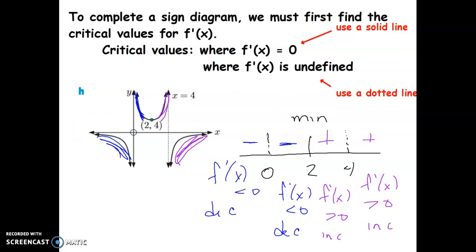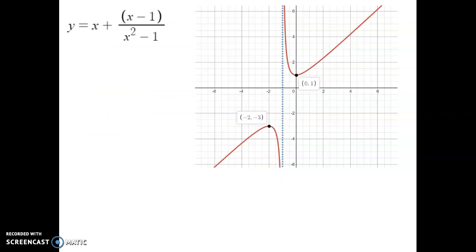Okay, let's try another one. So I have this one. All right, so if I draw my sign chart, let's see what's happening here. I can see that I have a maximum value at -2, and the derivative actually exists there, so I'm going to put a solid line. I can see that I have an asymptote at -1. The derivative is undefined there, so I'm going to put a dotted line.